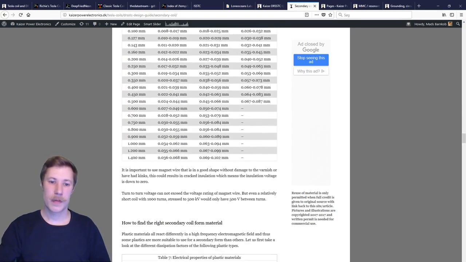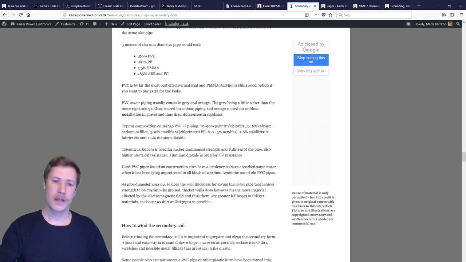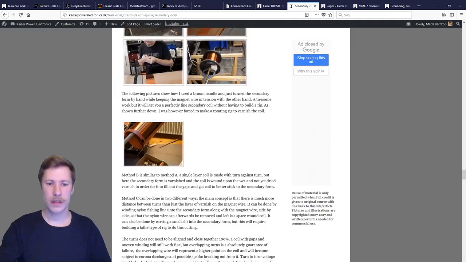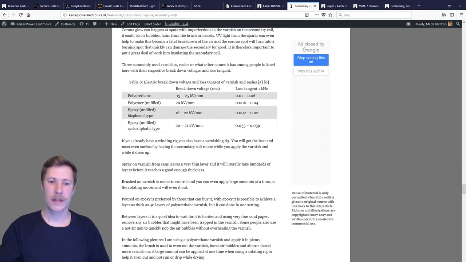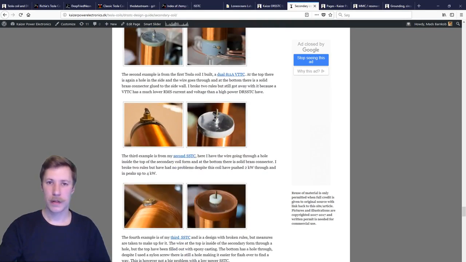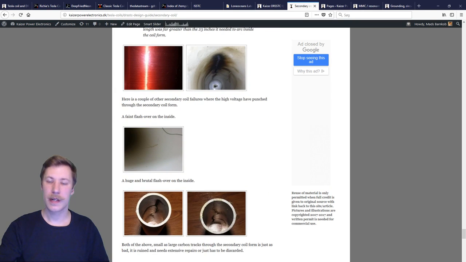Then I added some more about how to choose wires, secondary foil or secondary coil form and material, and so on. So these are also how to wind it, and so on. These are all something you should read. It's not something I will go into details with right now. A lot about varnishing, terminations, how to avoid these kinds of failures that some good users have sent me pictures of.